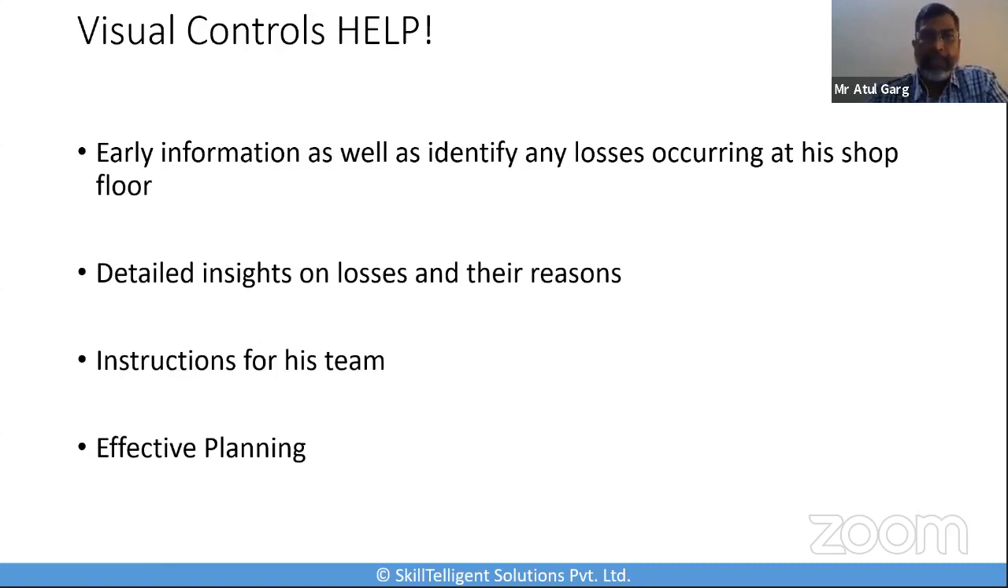Machine status lights, production status boards, counters, downtime clocks, all these things tell him if there is an equipment failure, or a machine idling, or minor stops. He also gets a lot of detailed insights, whether setup and adjustment losses are under control, and whether machines are running at the rated capacity or not. So these things help him to manage it.